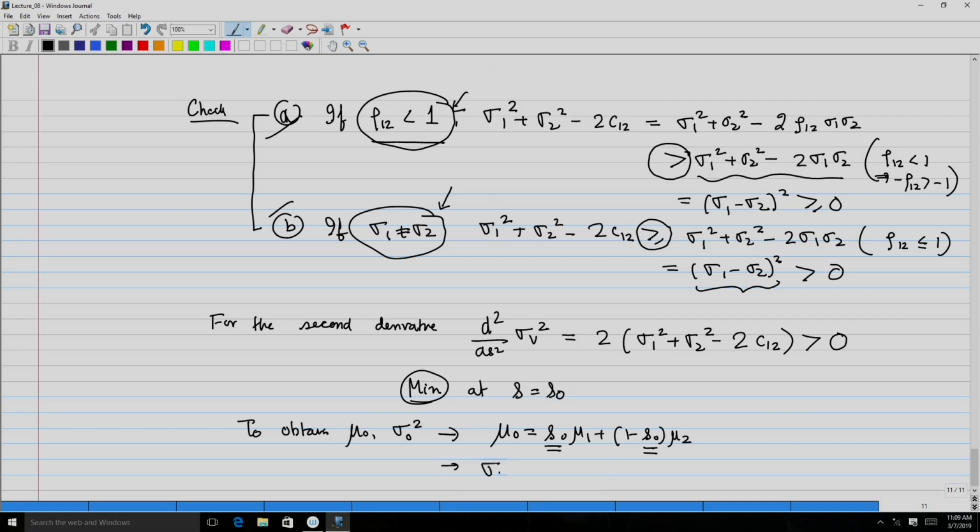Likewise, you will get sigma naught square will be S naught square sigma 1 square plus (1 minus S naught) square sigma 2 square plus twice S naught into (1 minus S naught) into C 1 2. So, you replace these values of S naught in these 3 places or 4 places here and do the simplification, and then you will be able to get back the expression of sigma naught square that is given in the statement of the theorem.